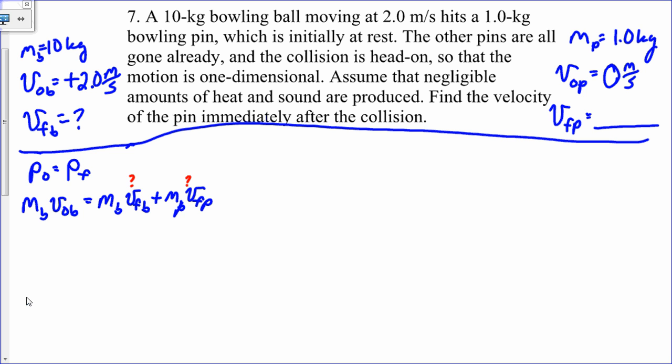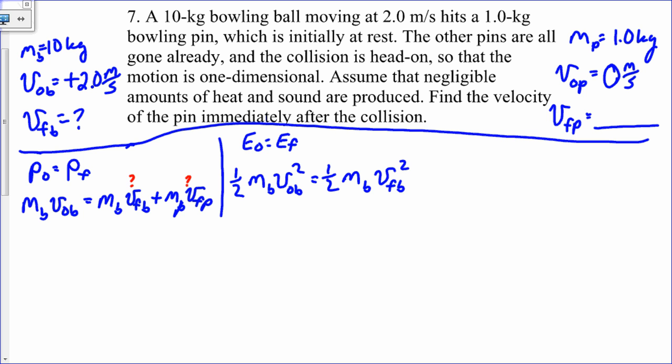Now, I can also do my energy. E initial equals E final. That's going to be 1/2, it's only kinetic energy, MB V naught B squared. That's for the bowling ball. Equals 1/2 MB VFB squared plus 1/2 MP VFP squared. And again, I don't know this or this, but in particular, I'm looking for this value.